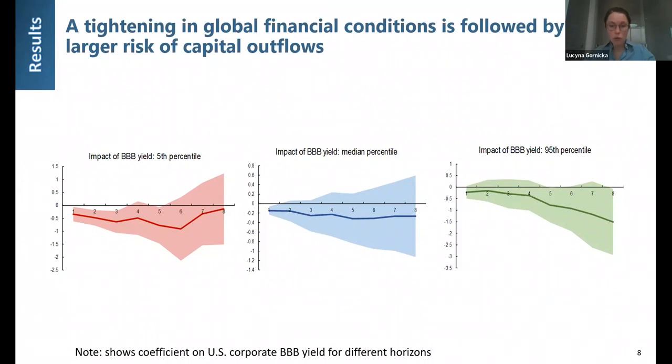And then we will also compute these predicted densities of future flows that will allow us to consider joint impact of the policy variables through the interaction term with the BBB yield and through the standalone term. So here we're starting with just showing the impact of the BBB yield. And as you can see, a tightening in global financial conditions leads to a higher risk of capital outflows. So the higher BBB yield reduces the flows at these lower percentiles and has some impact on reducing also the median future flows in the short term.